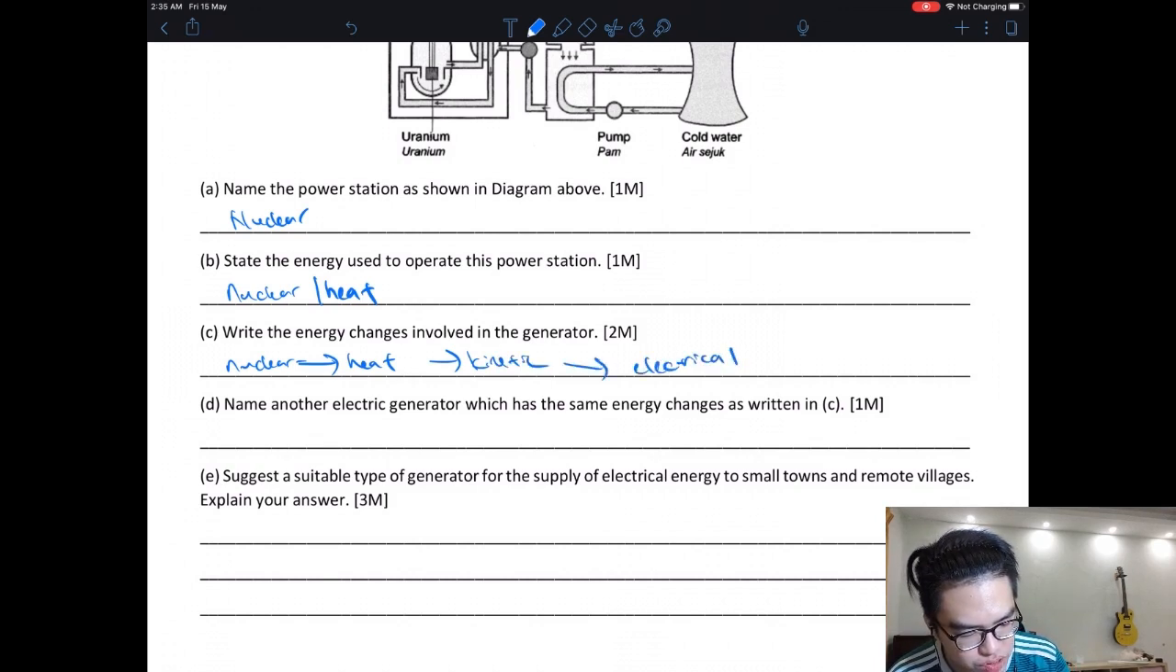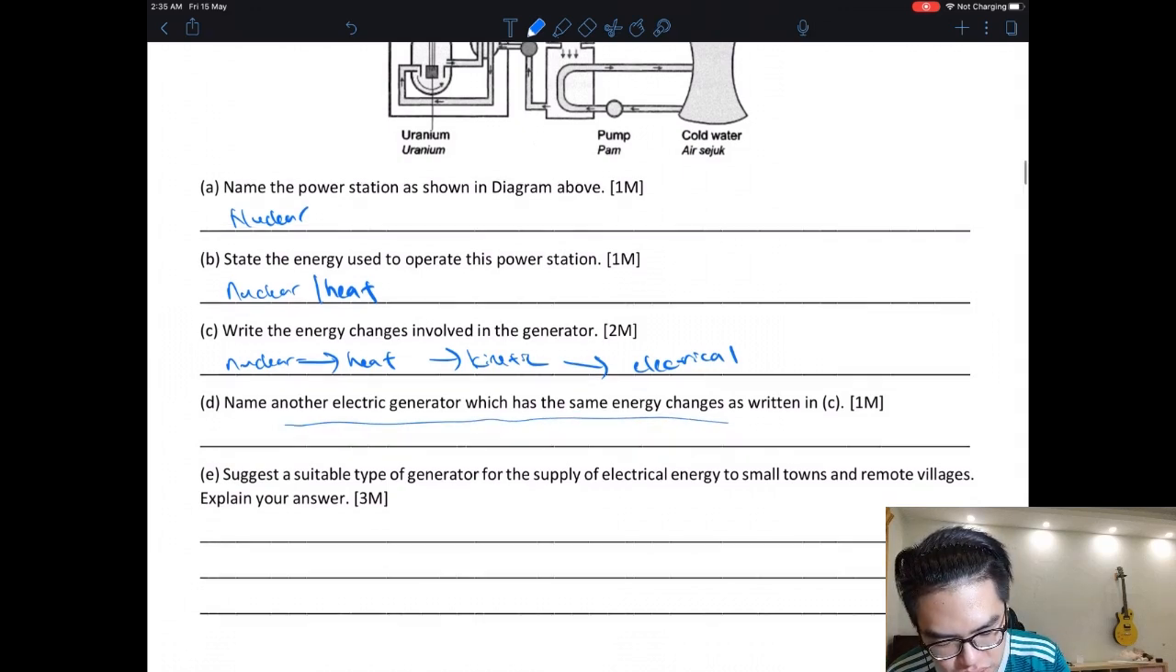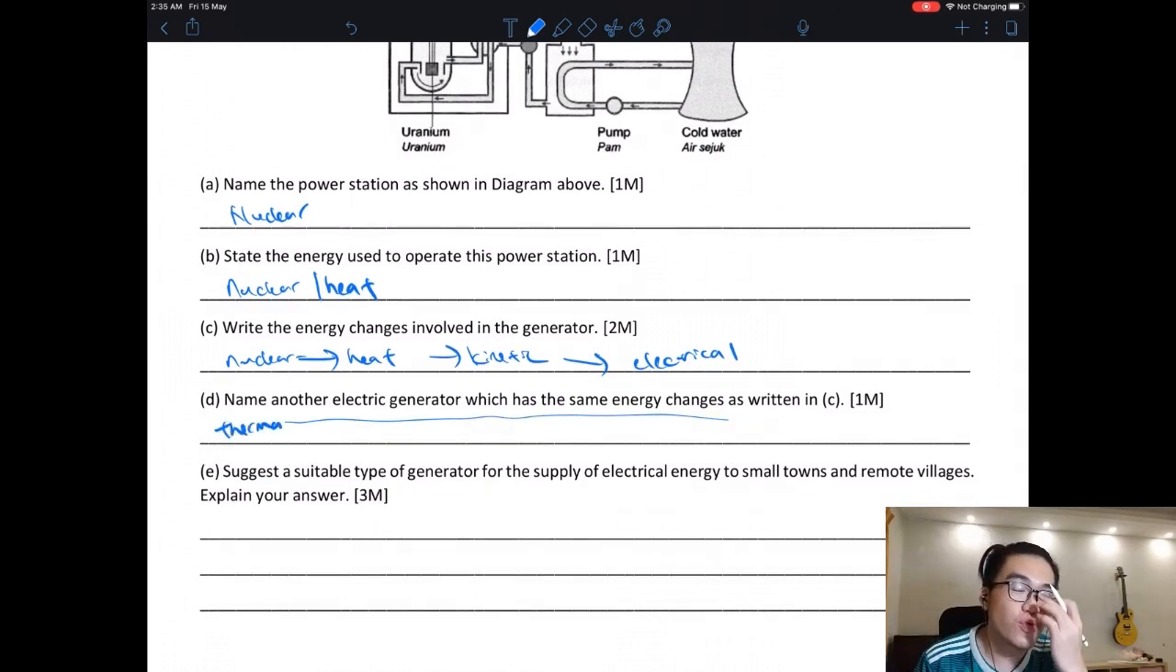Name another electric generator that has the same energy change. Thermal. Thermal is the same thing. It's just that we're using different fuel. One uses nuclear fuel, one uses fossil fuel.